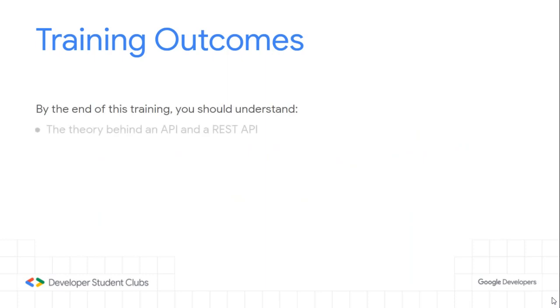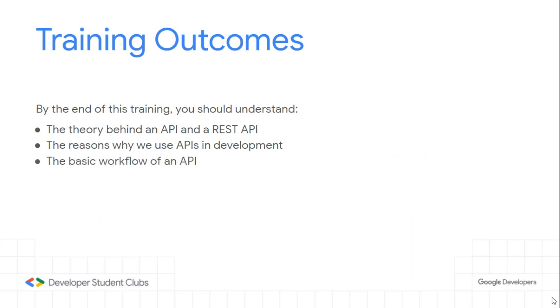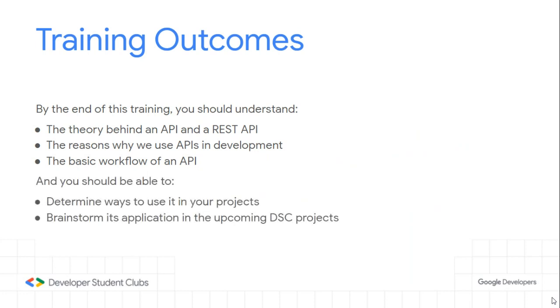Like I mentioned, for the outcomes, you should understand the theory behind an API and specifically a REST API, the reasons why we might want to use it, the reasons why APIs are used in development systems, and the basic workflow of what an API does. And by the end, you should be able to determine how we can use it in projects. You should be able to brainstorm with us to come up with an application, and really plan the fundamentals for if you had to make your own API. Like if you had to make one from scratch, which we're going to be doing, where do we start with that? What is it? What's the best way to use it?